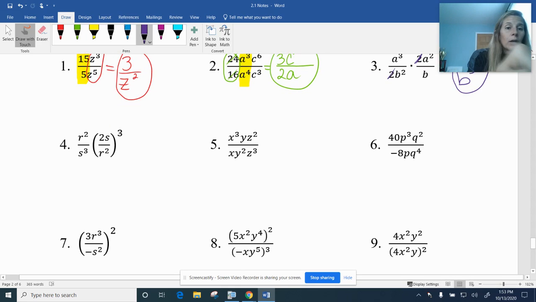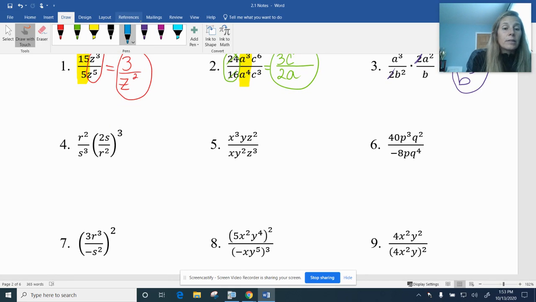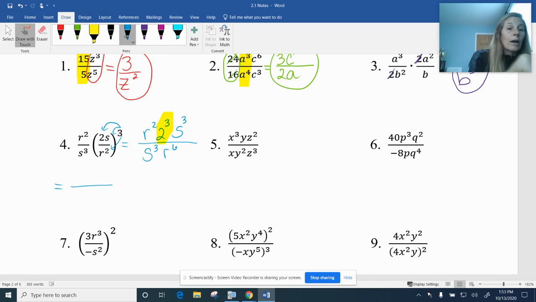Okay, number 4. There's parentheses here, so I'm going to get rid of those first. So now on the top, I have r squared, 2 to the 3rd, s to the 3rd. On the bottom, I have s cubed, and then this r is going to be r to the 6th. Okay, so now 2 to the 3rd, I can work that out, right? And that's just going to be 8.